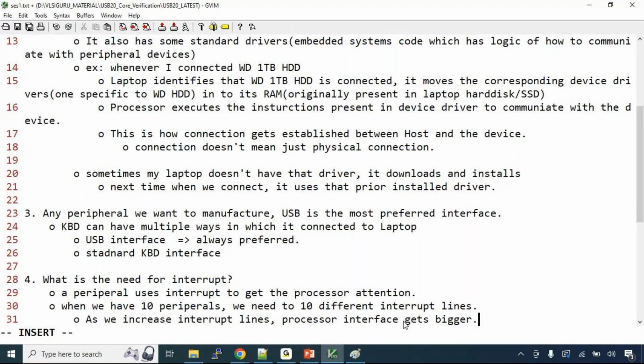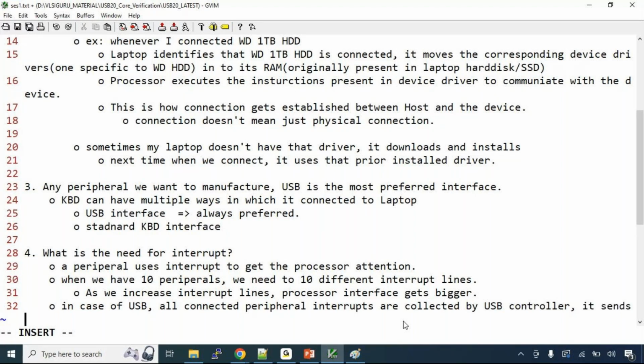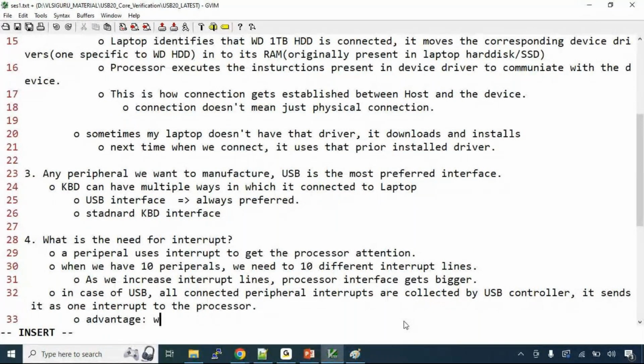So in case of USB, all connected peripheral interrupts are collected by the USB controller and it sends them as one interrupt to the processor. So the advantage is we don't need to use many interrupt lines. Now you may say, how can it work with only one interrupt line? That is something else we'll discuss later. For now, just understand that by using just one interrupt line going from the controller to the processor, we are able to manage all the peripherals. Did you understand now?